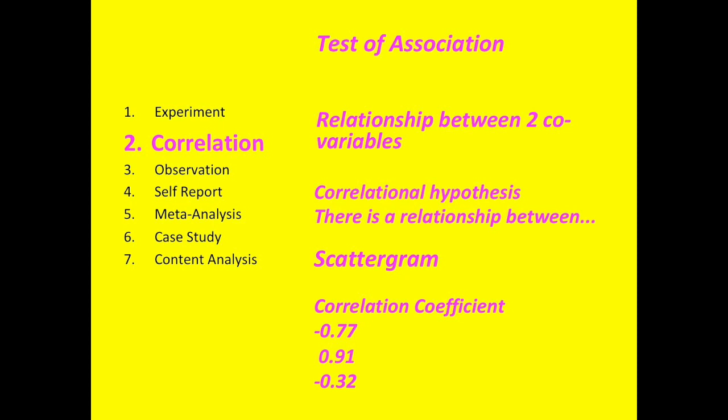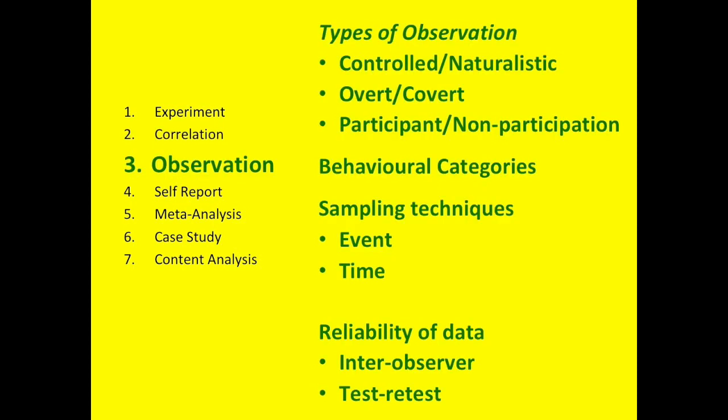So if it was minus 0.77, the minus tells you it's a negative correlation, and the 0.77 tells you that's a strong relationship. So the more of one thing, the less of another, but the actual correlation coefficient sign will tell you the strength and the direction of that correlation.